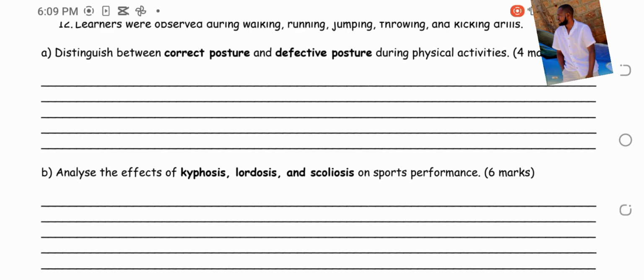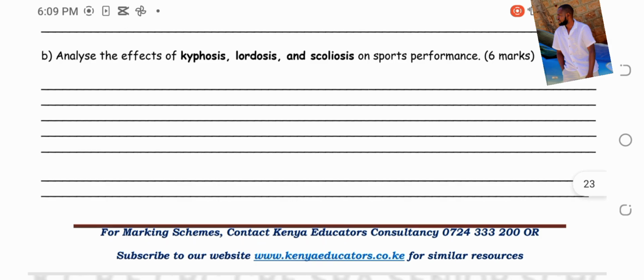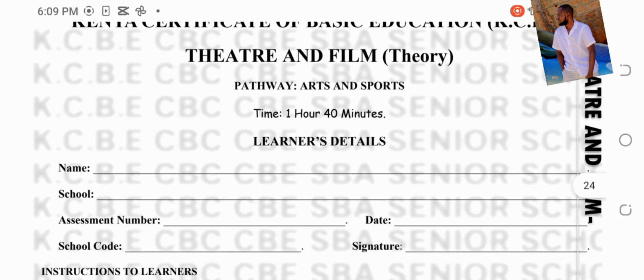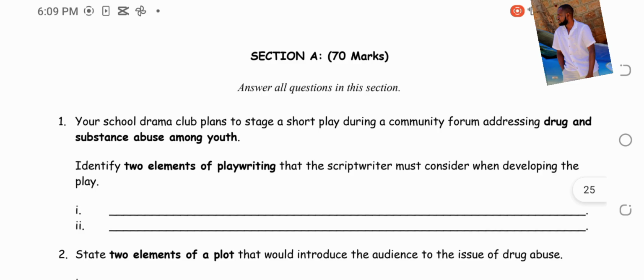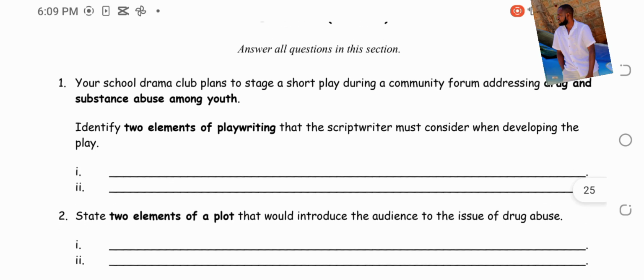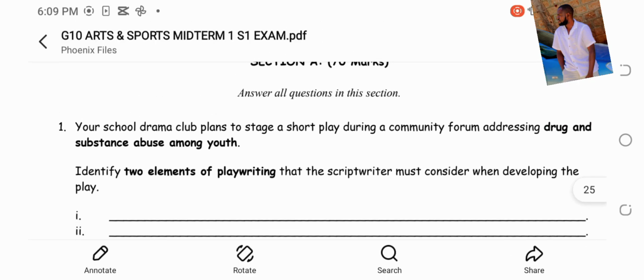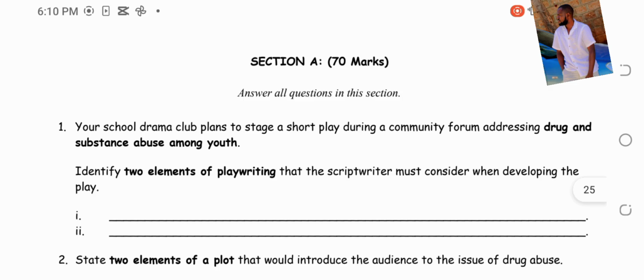Sideways curve. Now, another area in arts and sports we look at is theater and film. I believe we have questions about theater and film. The next one, we are only looking for theory sections. Now we start. Theater and film question 1.